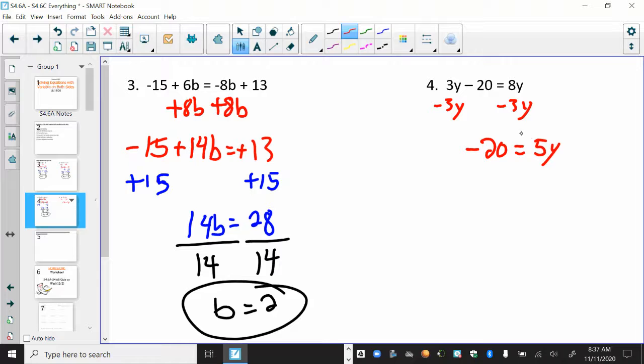And then look, I'm cutting out a whole step because I don't then have to move a constant over. It's already on one side because that's the way it started. So I'm going to be able to skip straight to the division step. So I'm going to divide by 5, divide by 5. That's going to give me y on this side and negative 4 on this side.